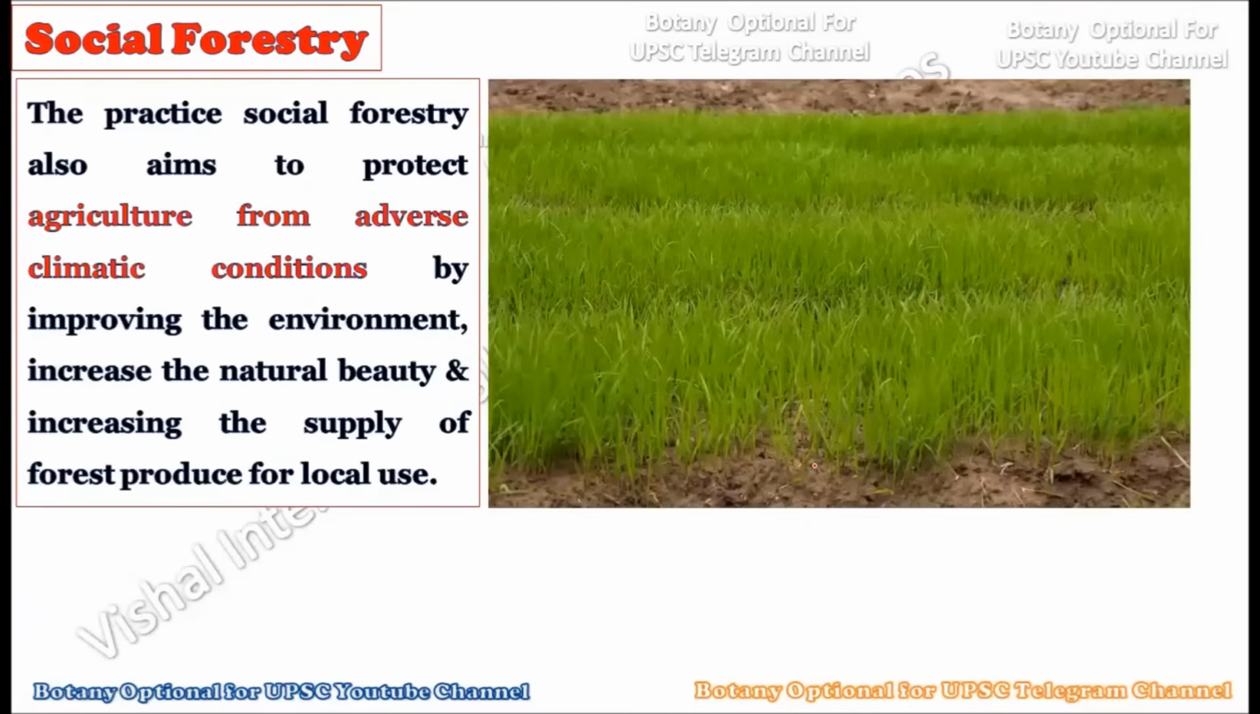Right? Now consider, the practice of social forestry also aims to protect the agriculture from the adverse climatic condition by improving the environment. As you know, nowadays we have concepts like global warming. We have global warming where the side effect of it is acid rains, right? Acid rains are there, then eutrophication is there, biomagnification is there. All these are having a very negative effect on the agriculture. So basically, if you do social forestry, we can reduce these adverse climatic conditions.